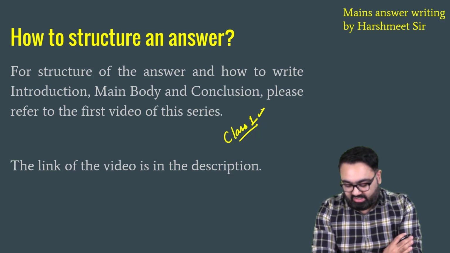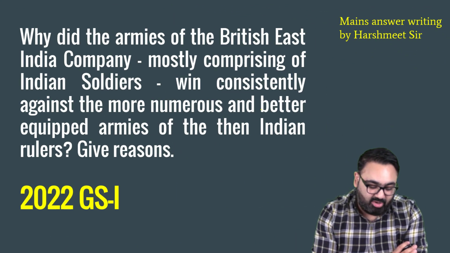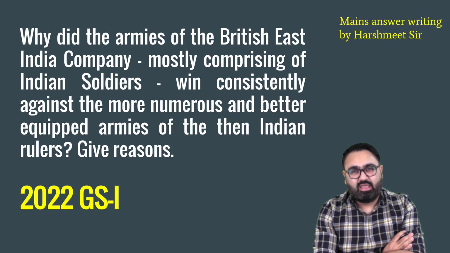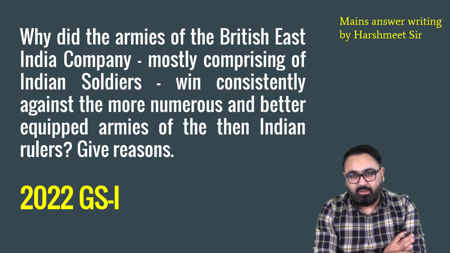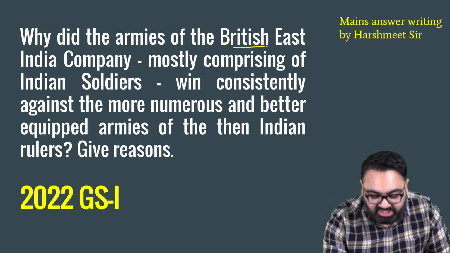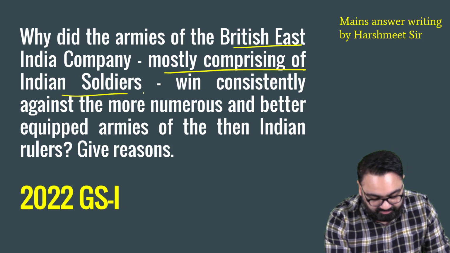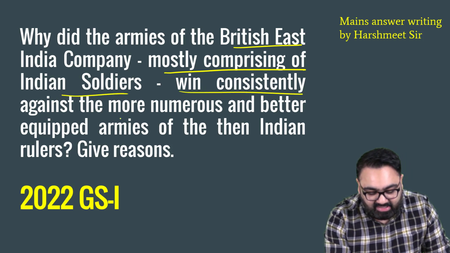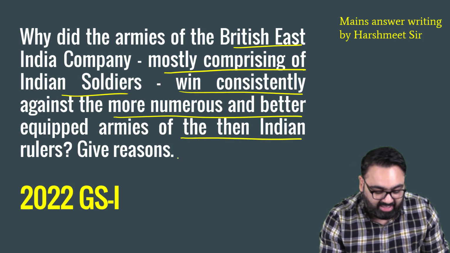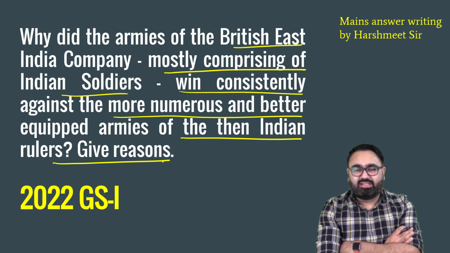Now let's see what is the question that we have taken up to answer today. Today we have taken up a question from the 2022 GS1 paper of UPSC. It's a question from modern history. Pretty simple, straightforward question. Why did the armies of British East India Company, mostly comprising of Indian soldiers, win consistently against the more numerous and better equipped armies of the then Indian rulers? Give reasons. So the question is very straightforward and simple.